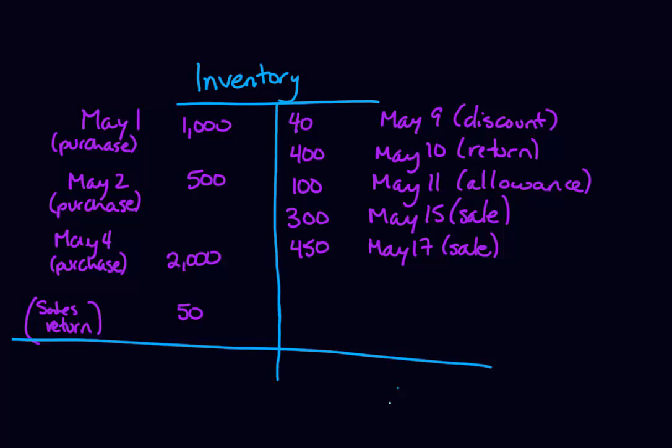So remember, in order to calculate my balance on my T account, I'm going to take all of my debits and minus all of my credits. So the balance is $2,260. That inventory balance goes to the balance sheet as a current asset.